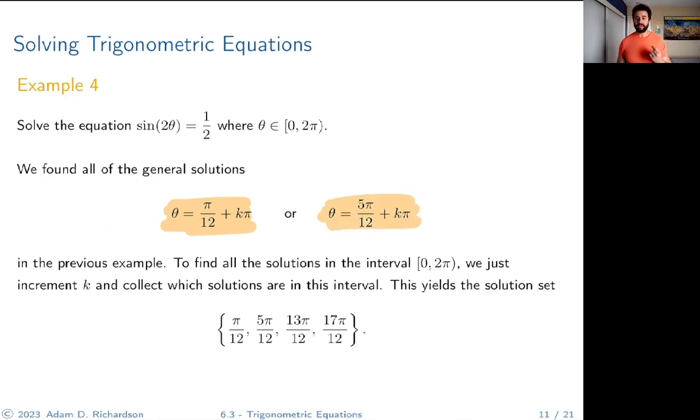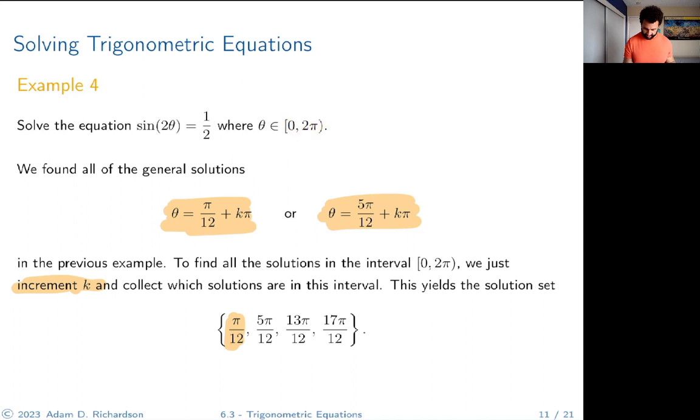right? But because we are being told that theta is restricted to this interval, that theta has to lie between 0 and 2 pi, all we really need to do is just increment k and collect the solutions that fall within that interval. So when I say increment k, I just mean count. So let k be 0, let k be 1, let k be 2, let k be 3, let k be 4, and see what answers you get, and then see which ones actually lie in the interval 0 to 2 pi. So when you do that, you'll get this.